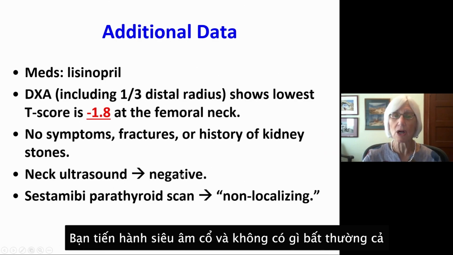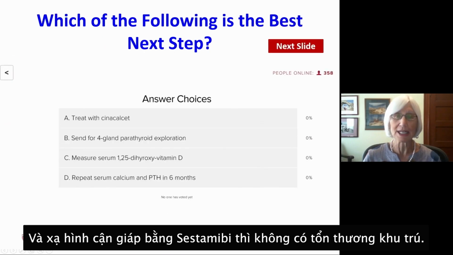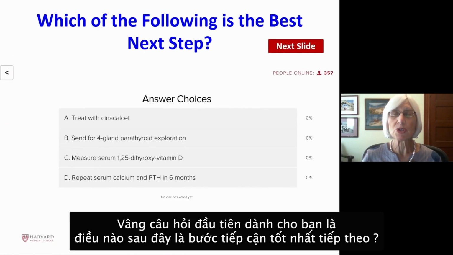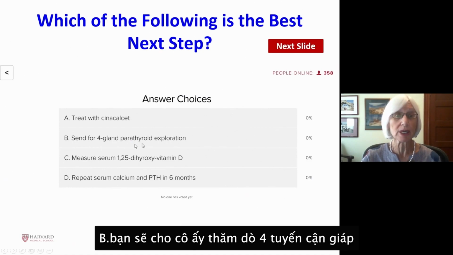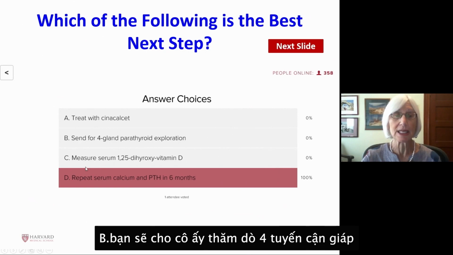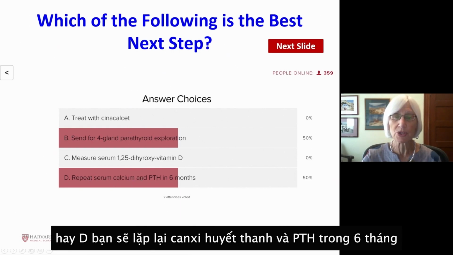You perform a neck ultrasound, which shows nothing abnormal, and a sestamibi parathyroid scan, which is non-localizing. So the first question for you is, which of the following is the best next step? A, would you treat her with cinacalcet? B, would you send her for a 4-gland parathyroid exploration? C, would you measure her serum 1,25-dihydroxyvitamin D? Or D, would you repeat her serum calcium and PTH in 6 months?